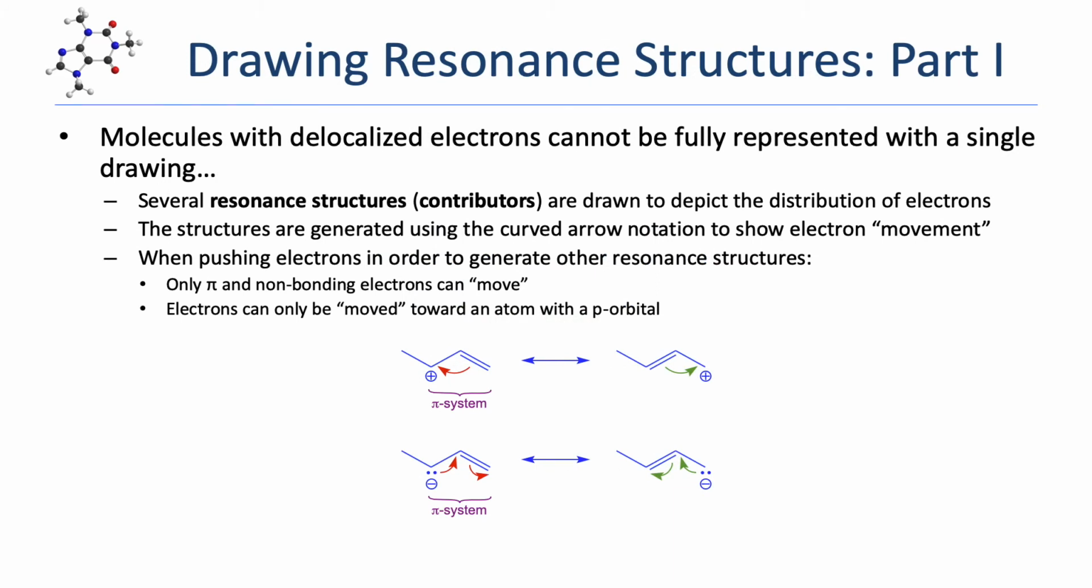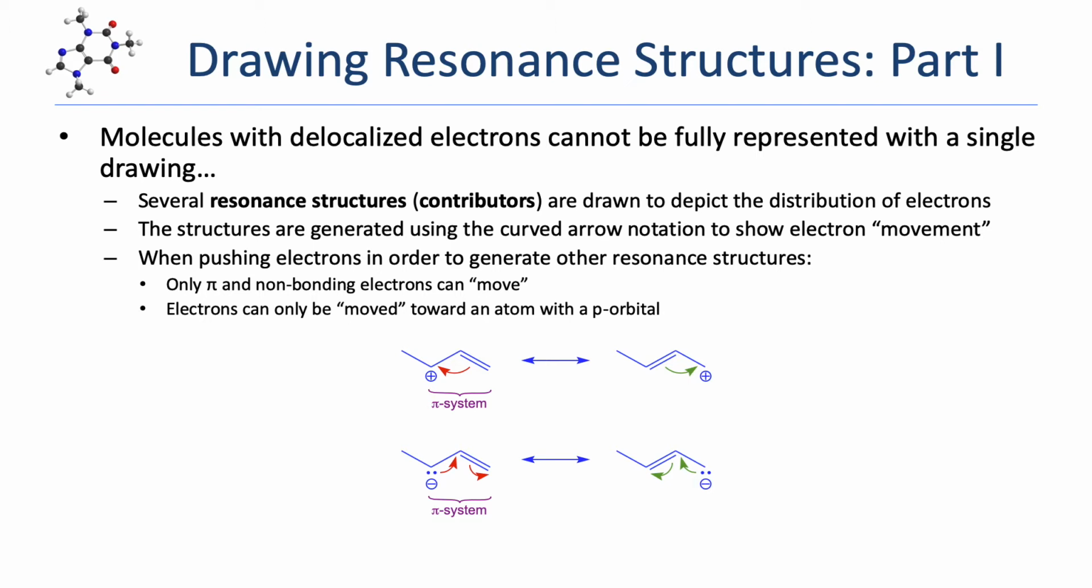A critical part of dealing with molecules with delocalized electrons is drawing all of the resonance structures for the molecule. Additional resonance structures are generated from the original drawing using the curved arrow notation to show the electron movement between the individual contributors. In order to restrict this electron movement into generating only resonance structures, we need to add 2 limitations.